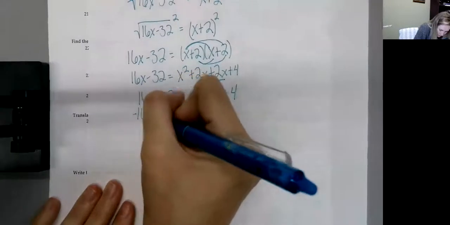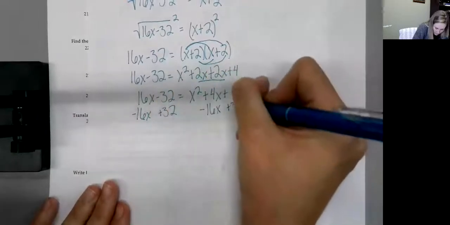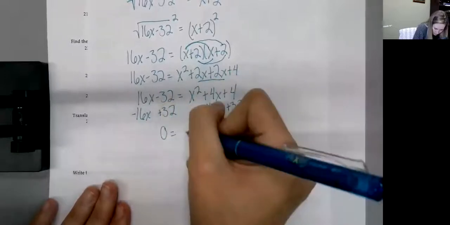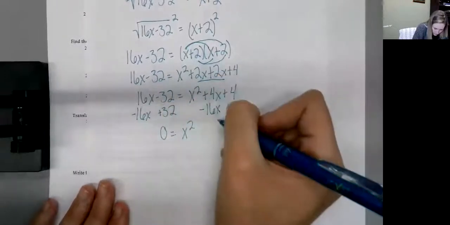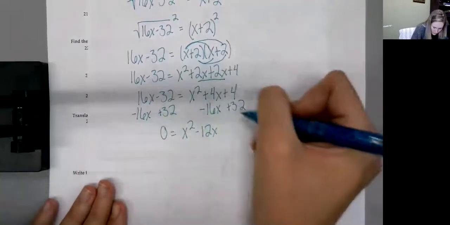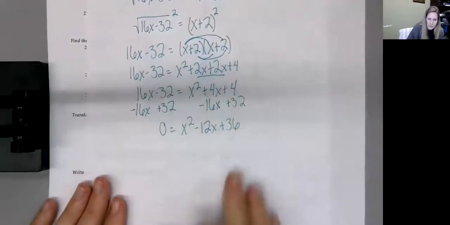Now then, since we have x squared, we have a quadratic equation, so we need to make this equation equal to 0. Since my x squared is on this side, and I don't want to deal with a negative x squared, I'm going to move everything to the side with x squared. So now then we have 0 on this side equals x squared. 4 subtract 16 would be negative 12x. 32 plus 4 is 36.